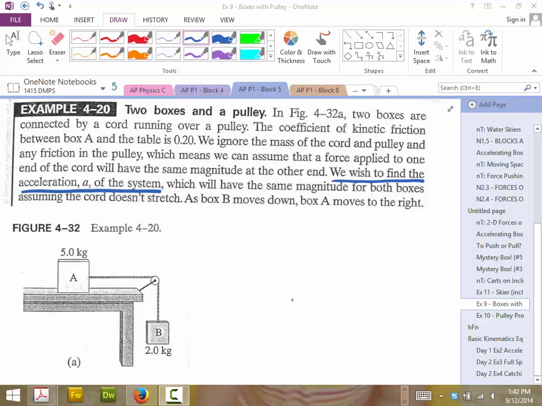Okay. We want to find the acceleration of the system, and it's about to ask you how the acceleration of A is going to compare to the acceleration of B. Read the rest of that sentence. What does it say? How is this magnitude with those boxes, right? Same process that we had before with those boxes.